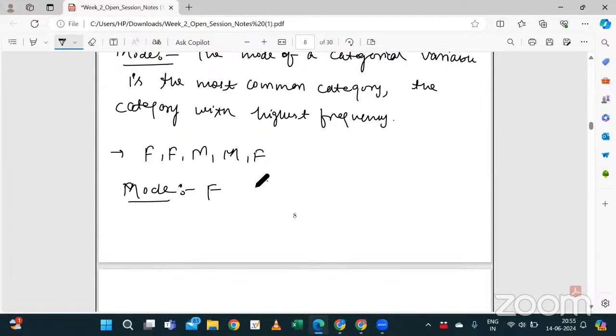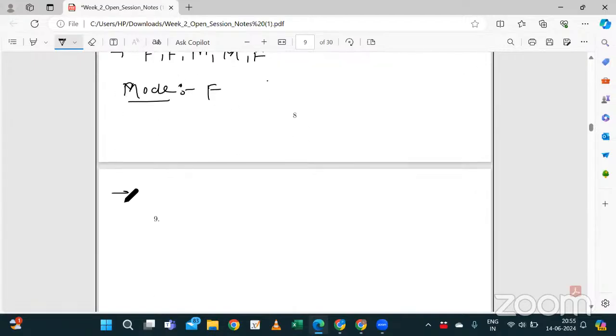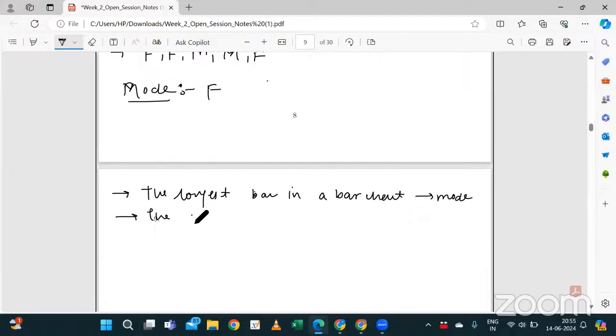Now suppose I want to find the mode from the chart itself. Then how can I do it? The very first thing you can identify is the longest bar in a bar chart. This will represent the mode, because it has the highest frequency. In a pie chart, it is the widest slice.